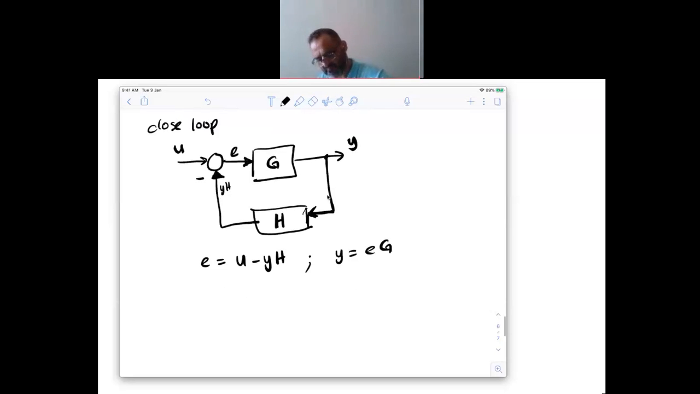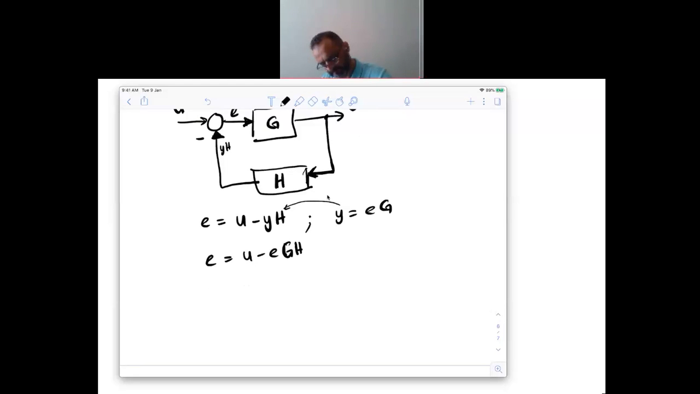So if I substitute the value of Y into my equation of E, I will have E is equal to U minus EGH. Okay, if I substitute that Y into this equation, then if I collect the error together, you see there's two parts of error here, isn't it? So I will add them together, bring that EGH to the other side. I will have E times 1 plus GH equals to U.